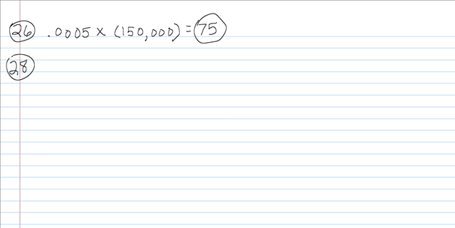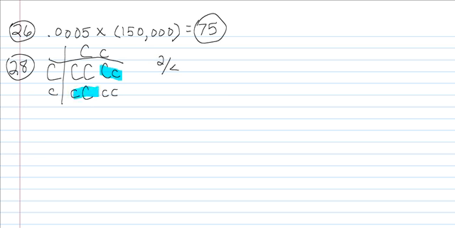Okay, we're still talking about cystic fibrosis. Construct a chart similar to table 3. So let me draw that. We have this, capital C, little c, 2 capitals, lowercase and a capital, and 2 lowercase. Okay, so there's our chart. And the first child will be a carrier. Which ones are carriers? These are the carriers. So it's 2 out of 4, which is 1/2.